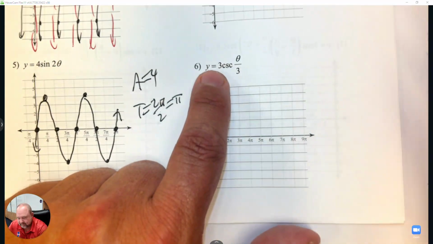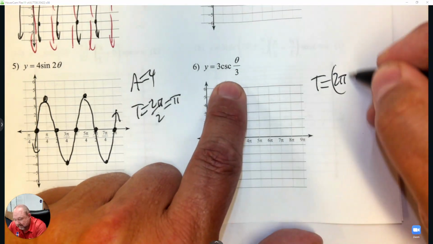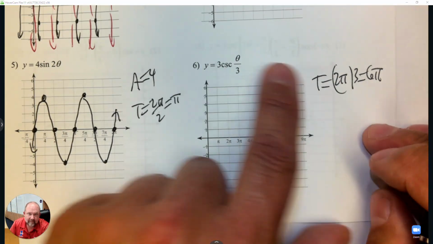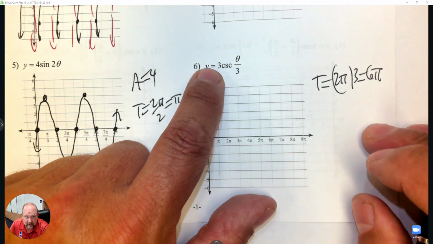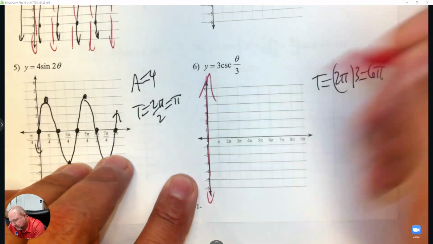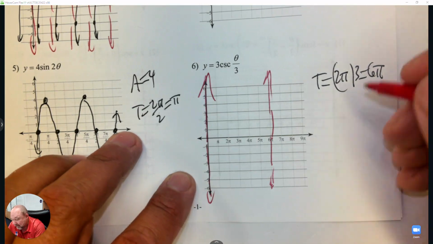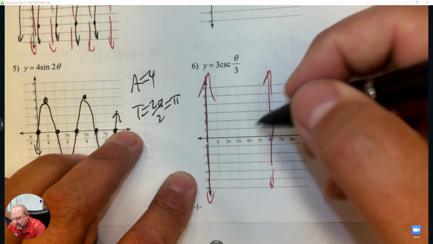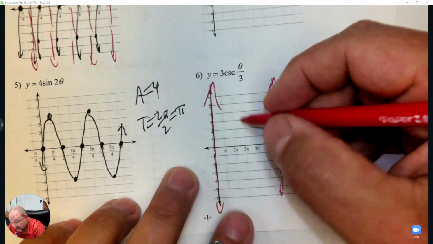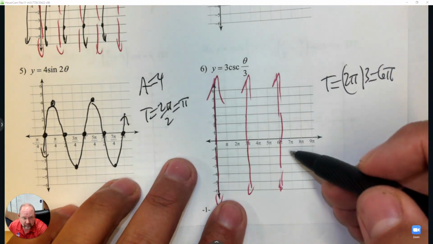6, cosecant. No amplitude. The period would be 2 pi. Instead of dividing, we're going to multiply by 3. So 1 period is 6 pi. And this tells me where the vertices are. So cosecant starts with an asymptote. And then at 6 pi, it will end one pattern. 12 pi will be another one. Exactly in the middle at 3 pi is going to be a vertex. Sorry, 3 pi is going to be another asymptote. So cosecant starts with 3 asymptotes.